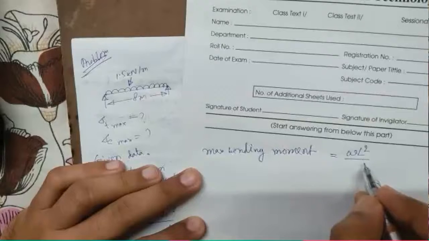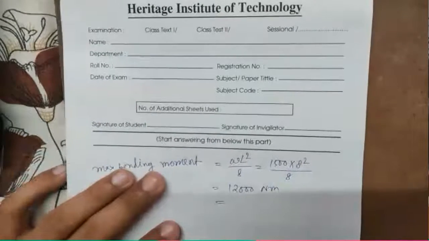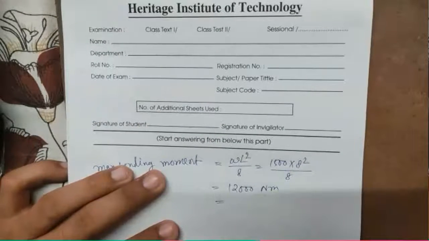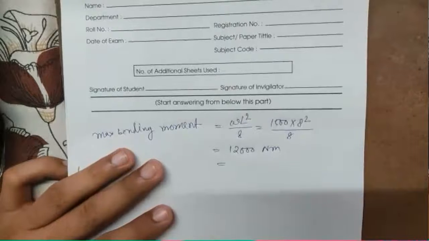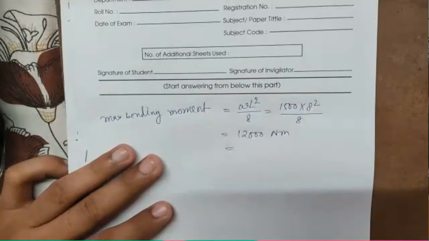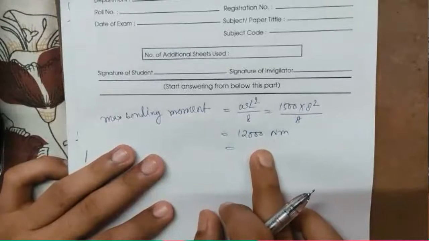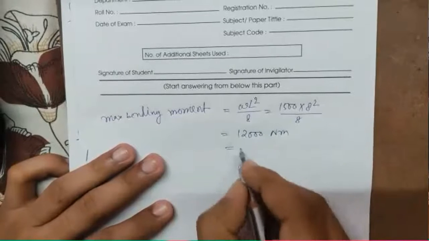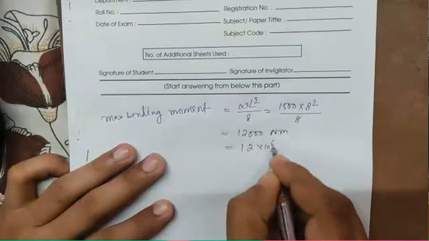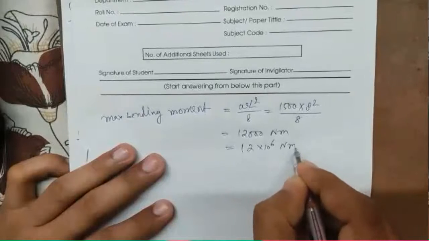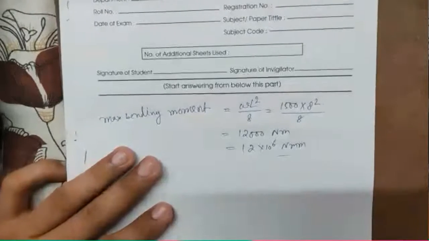But we need to convert it into Newton millimeter, because in other cases we have changed the lengths into millimeter. We have found all these I's in millimeter to the power 4. So that's why we have to convert it into millimeter, multiply it with 1000. So we will finally get 12 into 10 to the power 6 Newton millimeter. This is the max bending moment.